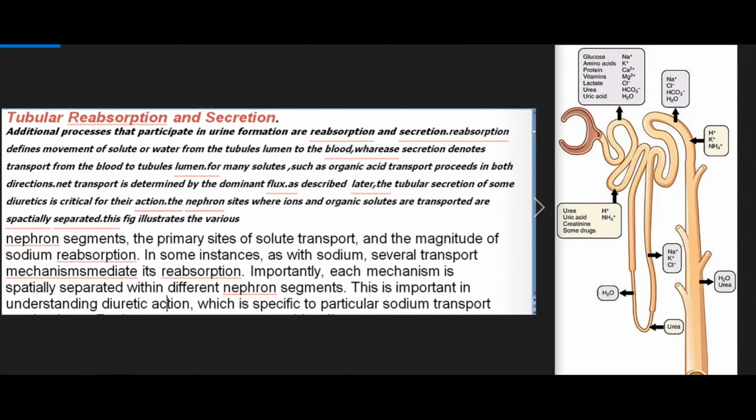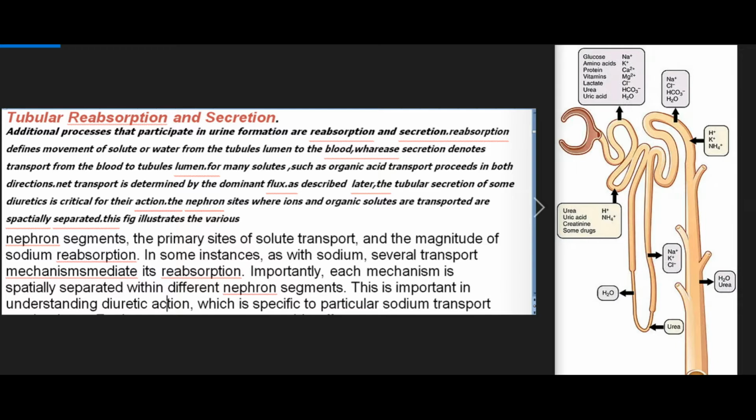Tubular reabsorption and secretion. Additional processes that participate in urine formation are reabsorption and secretion. Reabsorption defines movement of solute or water from the tubule lumen to the blood, while secretion denotes transport from the blood to the tubule lumen. For many solutes such as organic acids, transport proceeds in both directions. Net transport is determined by the dominant flux.